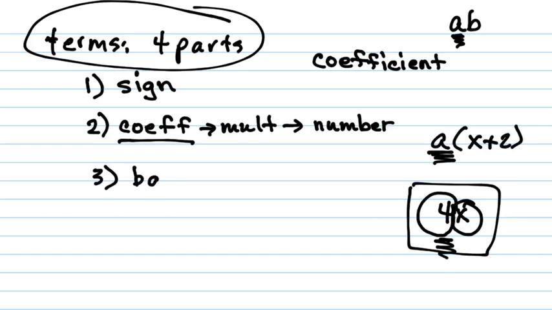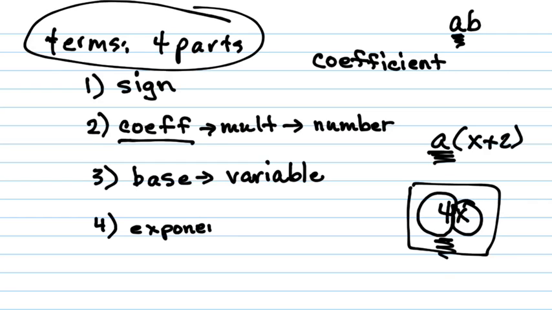What's the next part? Do you remember? The base. And the base simply means the variable. Okay? Got to memorize these, guys. And on the fourth part, whether you see it or not, there's always an exponent. Excellent. Exponent or an index, right? Or power. Lots of different words for it, but it means the same thing.